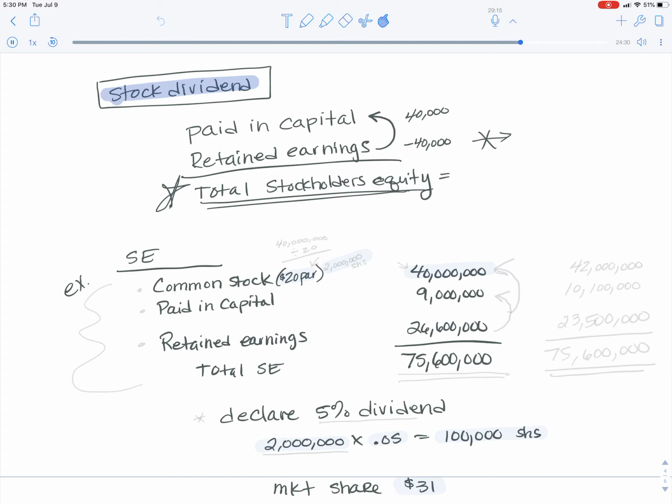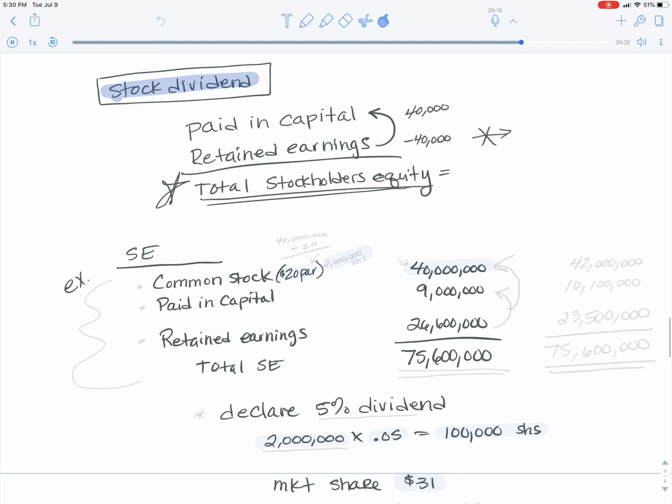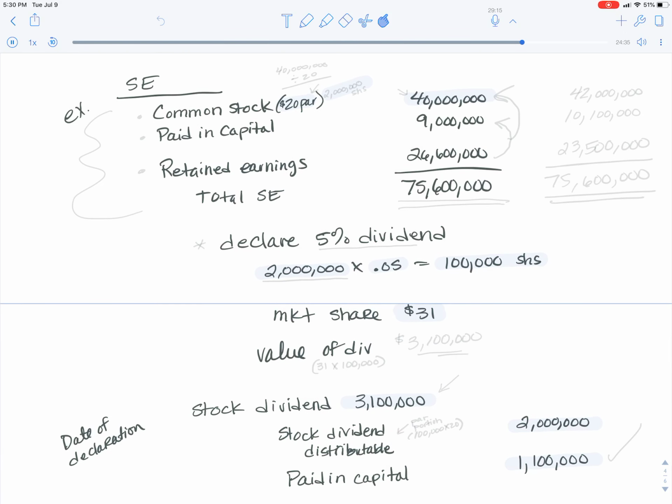Here's an example of that. Let's say we have a company who has a stockholders' equity section on their financial statements that looks like this. So they have $75,600,000 in total stockholders' equity, made up of common stock of $40 million, paid-in capital of $9 million, and retained earnings of $26,600,000. The board gets together and they say, we're going to declare a 5% dividend. So that's not cash, that's 5% stock.